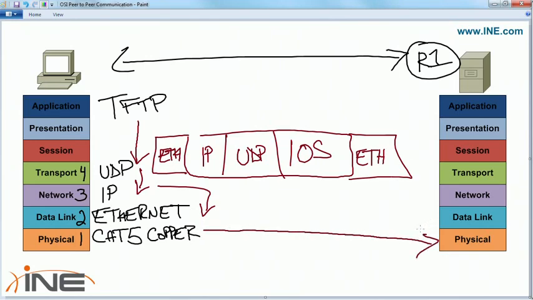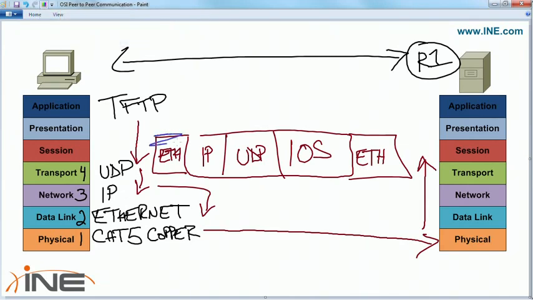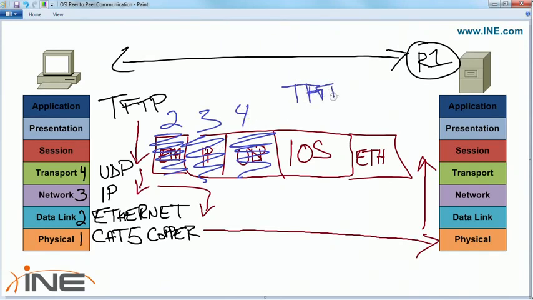Then as it starts to go back up the stack, these individual layers get peeled off. So it gets to layer 2. Layer 2 is going to decapsulate, or basically remove, the Ethernet header. It gets to layer 3, it's going to remove the IP header. It gets to layer 4, it's going to remove the UDP header. Then eventually the application, which is TFTP, says inside this is the IOS file that I'm trying to transmit.